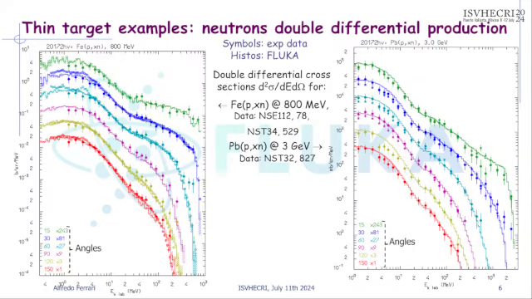So interactions in PEANUT, I start from low energies. These are just examples. On the left side, the double differential distribution for various angles from 15 degrees up to 150 degrees for 800 MeV protons on iron. Symbols are experimental data, in this case, I think from Los Alamos. There are several experiments there. And the histograms are our model prediction. On the right, you have the same for 3 GeV protons on lead in this case.